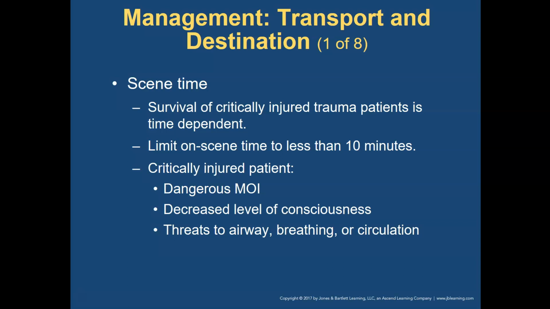So the following criteria will help you identify a critically injured patient. They have a dangerous mechanism of injury, a decreased LOC, that should be a big deal, a decreased level of consciousness. And then any threats to the A, B, or C. Those are our big deals, right? So LOC and then A, B, or C. That should be a big deal.